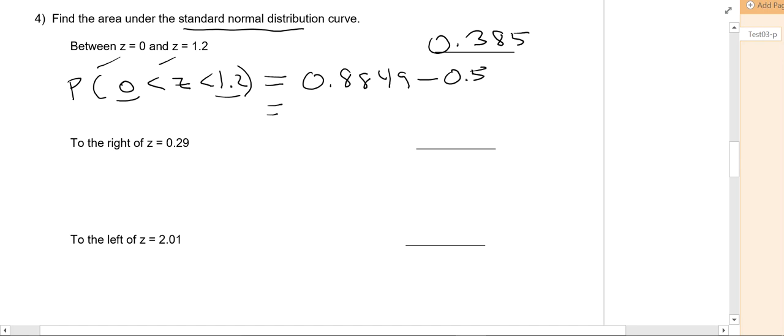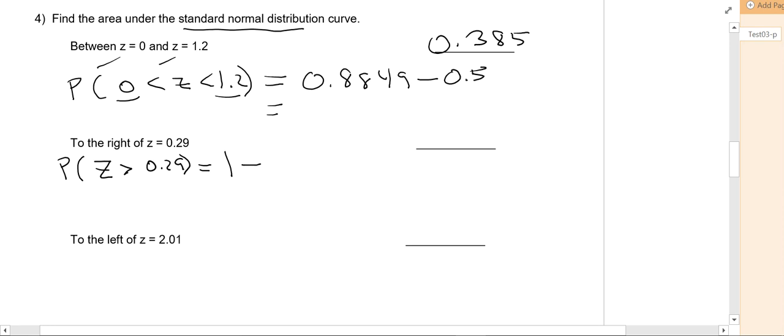Moving on, I want the probability associated with being to the right of this number z, meaning larger. In other words, this is asking for the probability that z, I'm looking to the right of z, right? So z is larger than 0.29, okay? Because that's to the right of 0.29. Well, again, this is the opposite of what the table tells me.